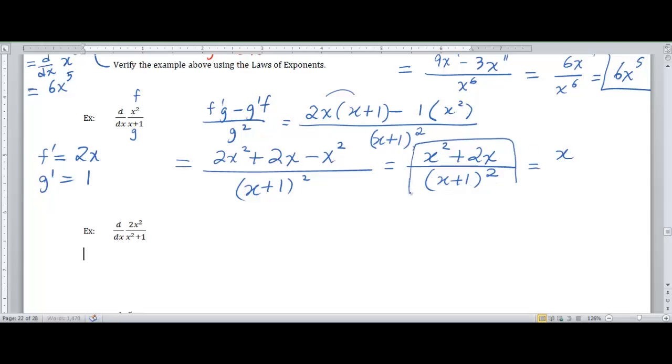If you're doing problems in the book and you're checking your answer in the back, they might pull out an x. Okay? And that's also acceptable. So both of these answers are perfectly fine.